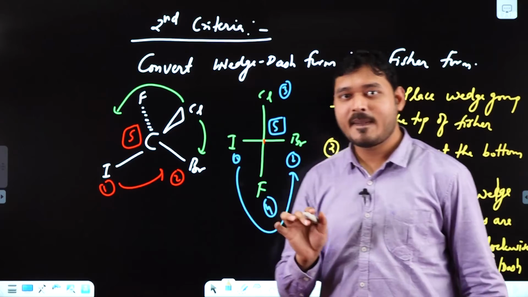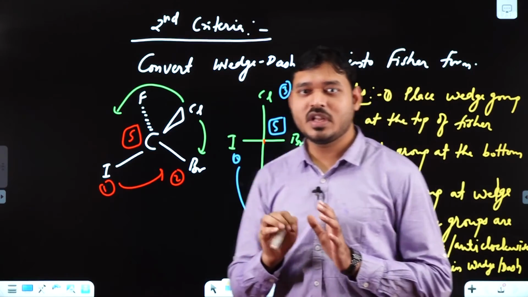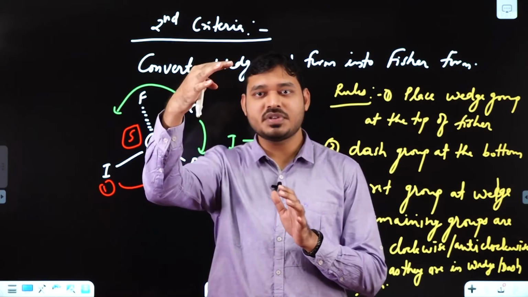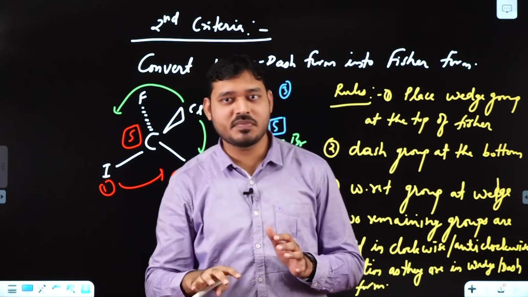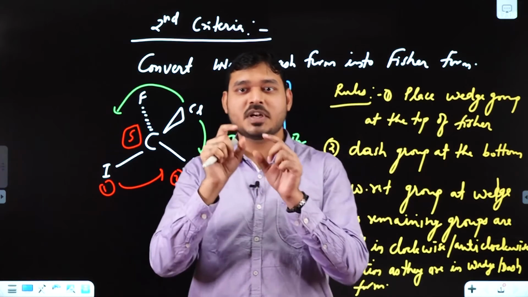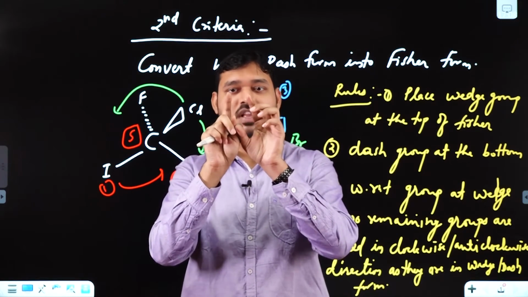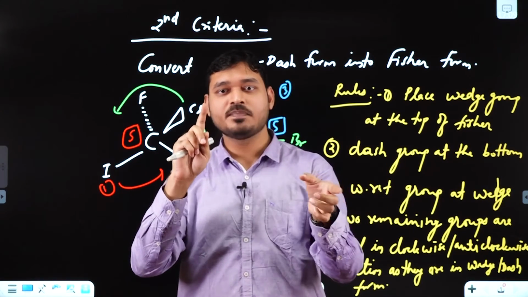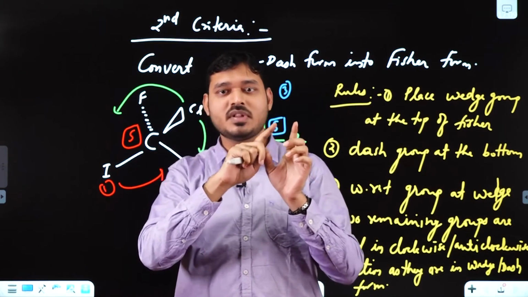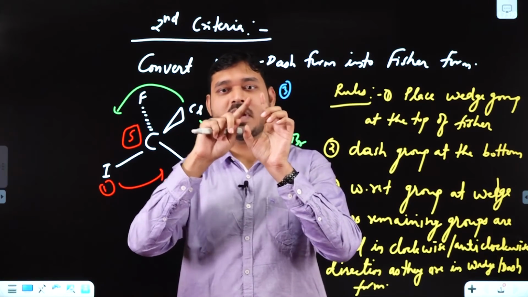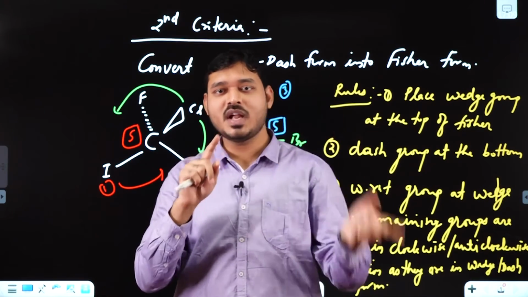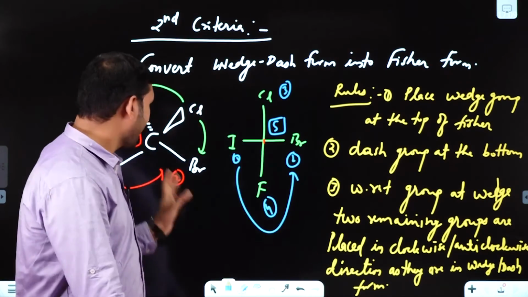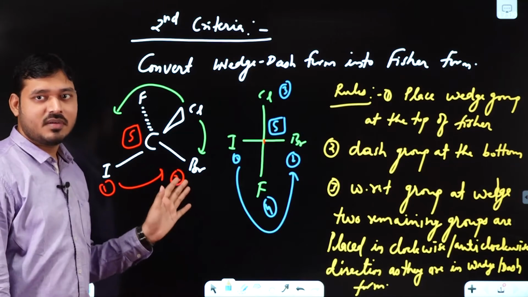Clear to everyone? Again I am repeating. First of all, in wedge dash configuration, the wedge part goes at the top of Fischer, the dash part at the bottom of Fischer. Now with respect to the wedge part, you have two remaining groups. One is towards clockwise, one is towards anti-clockwise. So in the Fischer form as well, with respect to the top portion, place one part into clockwise, one part into anti-clockwise, and you will get identical molecules. Clear? Okay. So note it down perfectly.